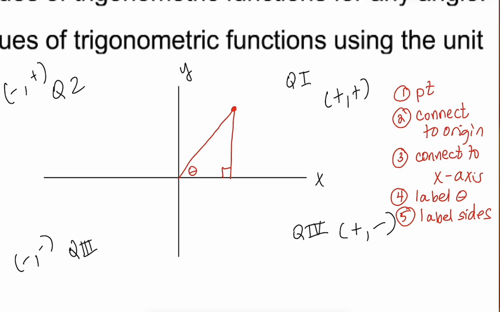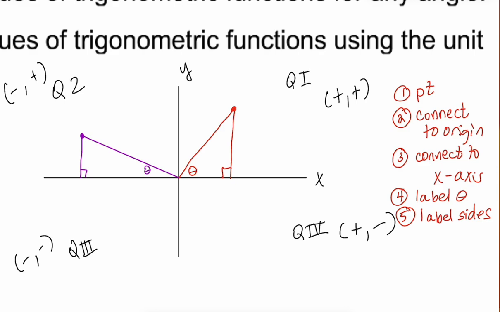So let's say we're at a point in quadrant 2. Let's practice building a triangle in quadrant 2. So we're going to connect it to the origin. We're going to connect it to the x-axis. We're going to put in our theta, and if we had the chance, we would label the sides. We'll do that when we get to an example, okay?